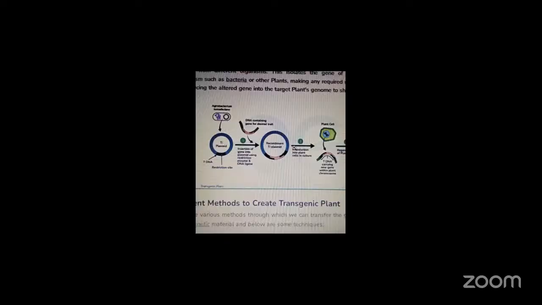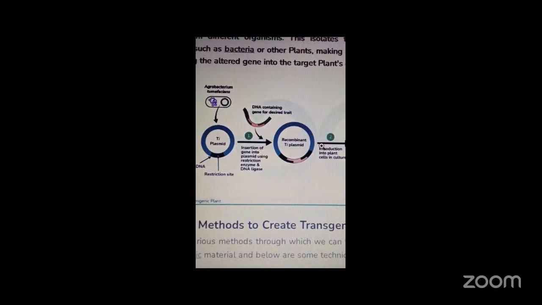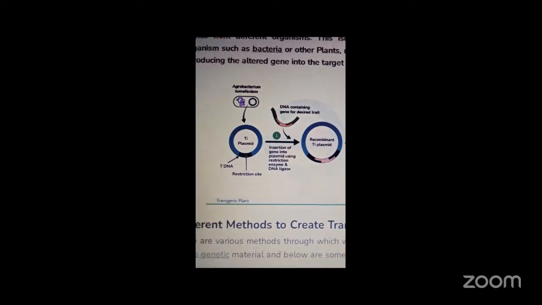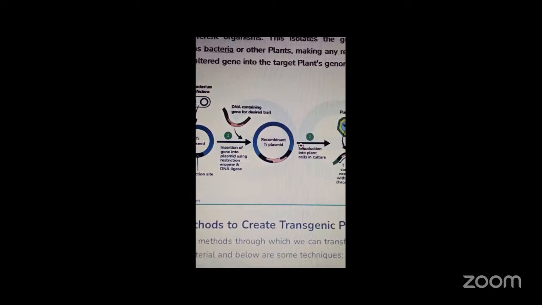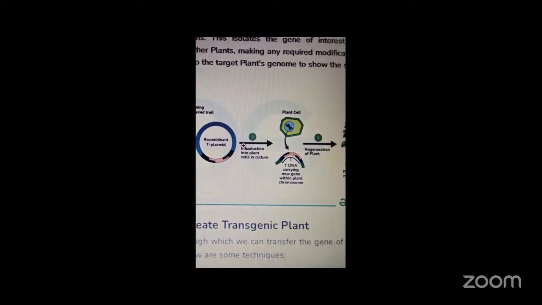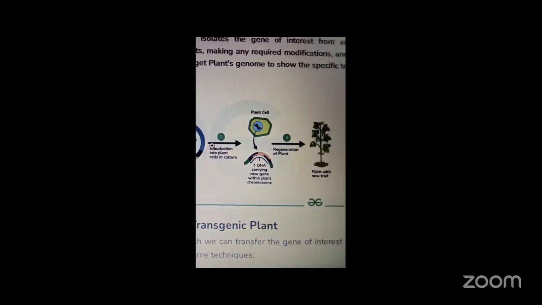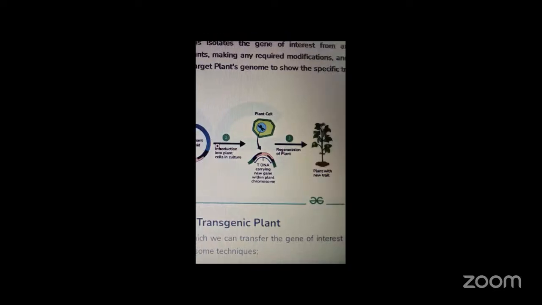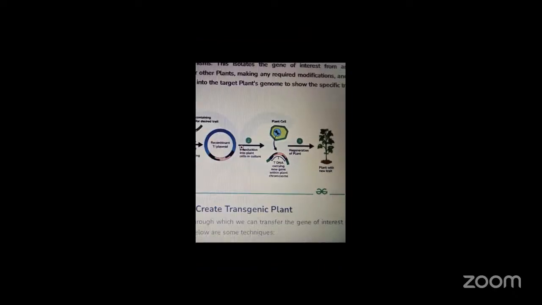So see here in this diagram, in this picture, this is the TI plasmid. We have to cut the TI plasmid with some enzymes, then enter it into another plant to modify the genes. So there are different methods to create the transgenic plant. There are various methods through which the gene can be transferred to the plant's genetic material.